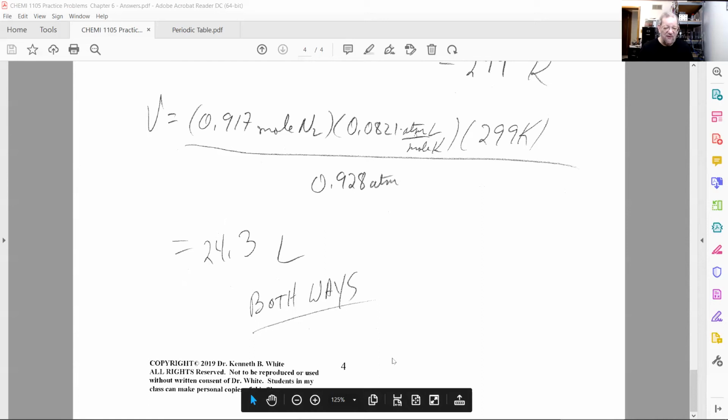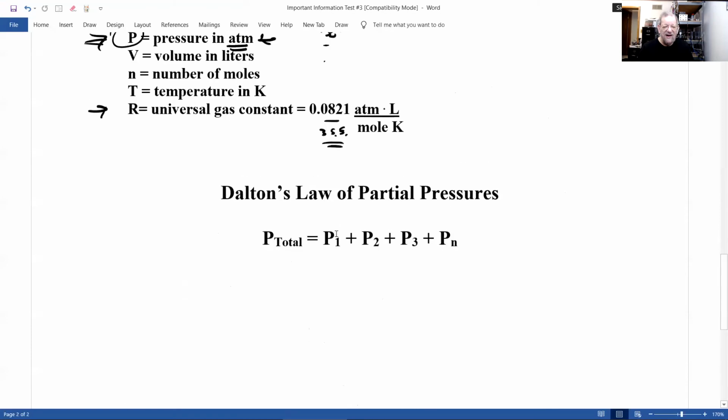First, let's look at important information. Dalton's law of partial pressures: the total pressure is equal to the sum of the partial pressures of all the gases in a mixture. P total equals the sum of all the partial pressures. Partial pressure is the pressure of a gas if it was alone in that mixture. So I'm going to give you one to try out.